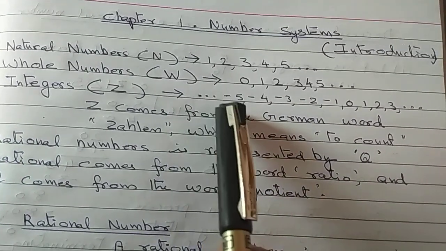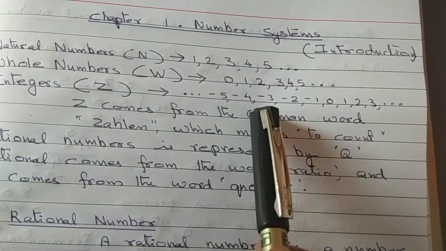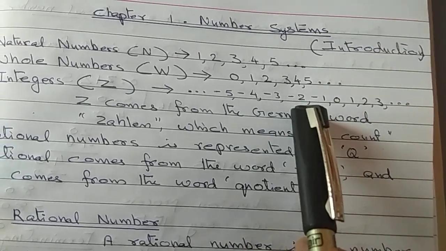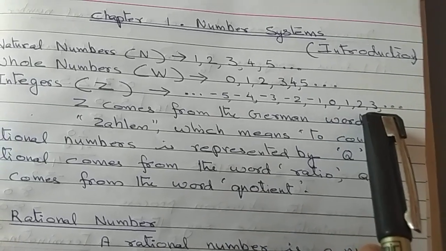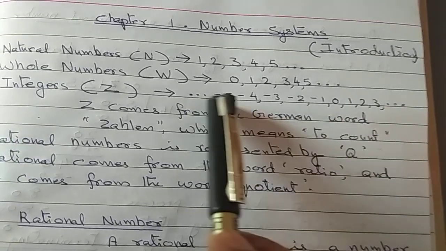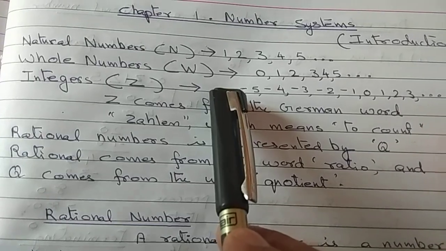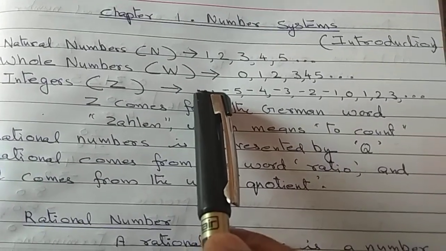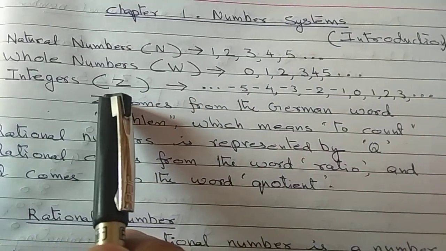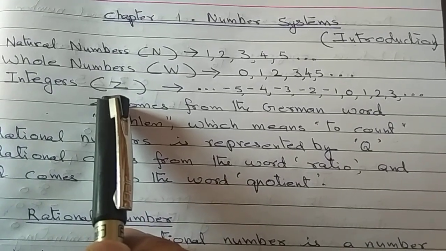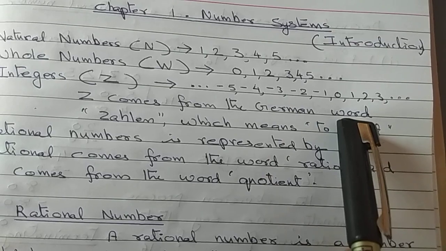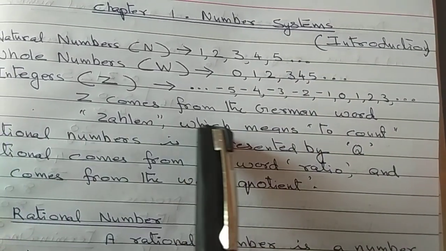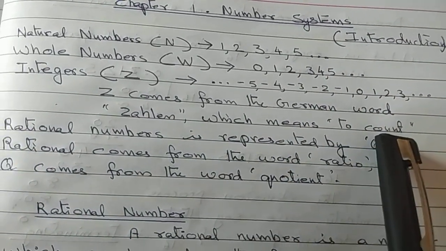Dot dot dot, minus 5, minus 4, minus 3, minus 2, minus 1, 0, 1, 2, 3, etc. And this represents the system of integers, and it is represented by the capital letter Z. Z comes from the German word Zahlen, which means to count.